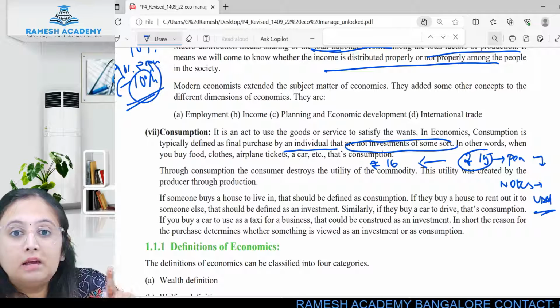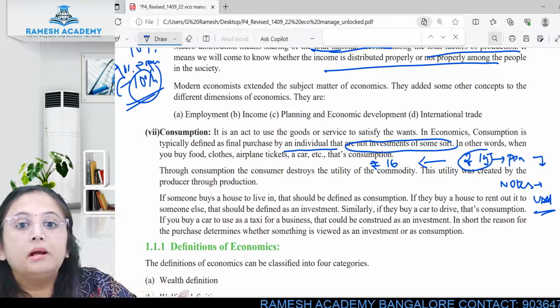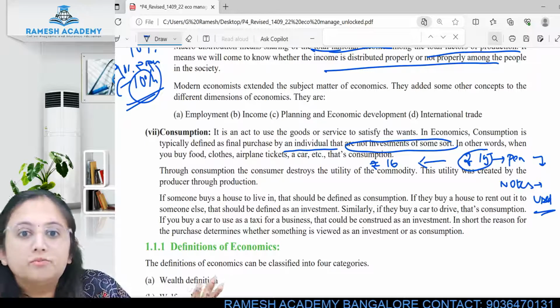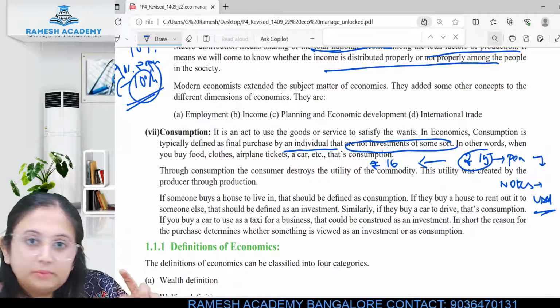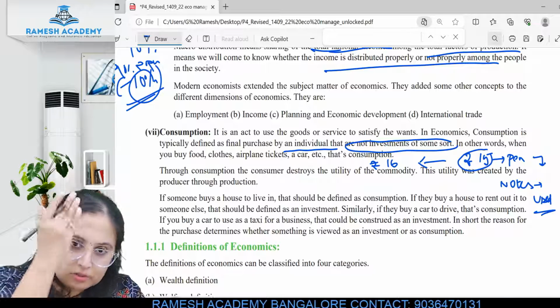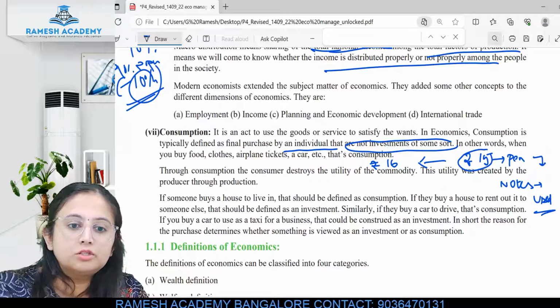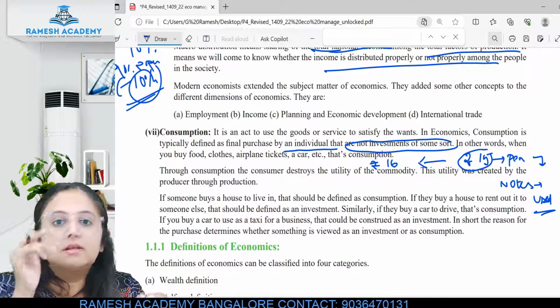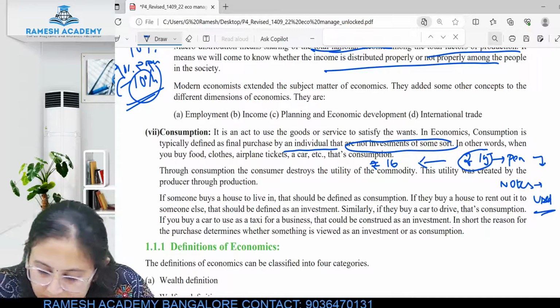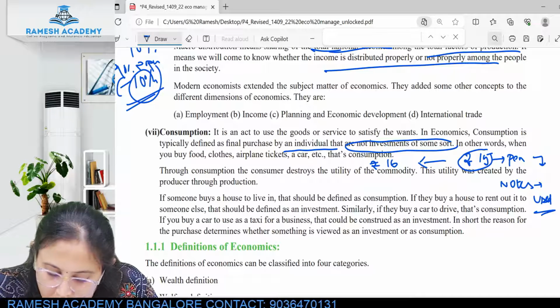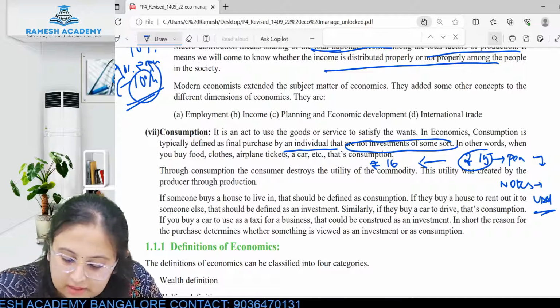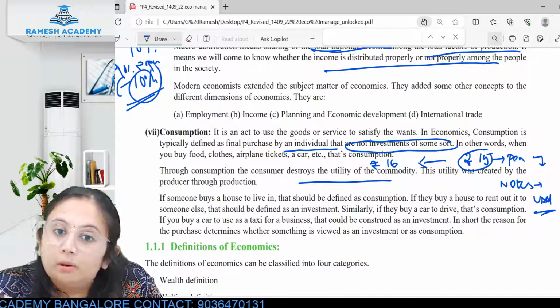Or that 5 lakh rupees, I will take it and start a production unit. That is not a consumption. From that you are not doing anything else. That is where you put a full stop. You consume it, that's all done. That is consumption in economics. So through consumption, you have to understand the consumer destroys the utility of the commodity.